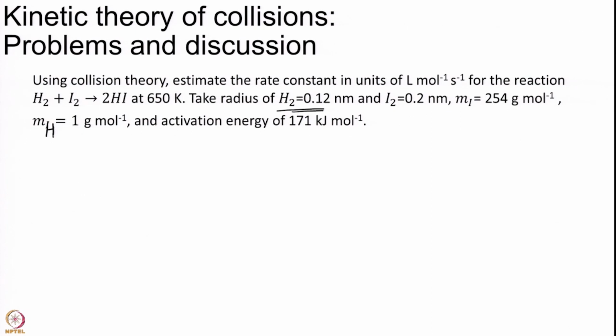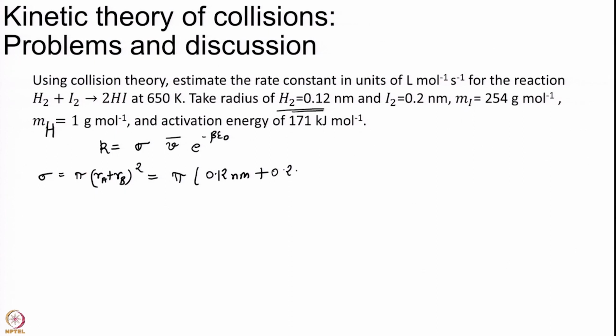Activation energy is nothing but Ea. And I am asking you, if collision theory is true, what will be the rate constant? So, the rate constant comprises 3 factors really: sigma, average speed, and the exponential factor. We are going to calculate each of these 3 separately. Pi, Ra is 0.12 nanometer. Always be super careful with units.